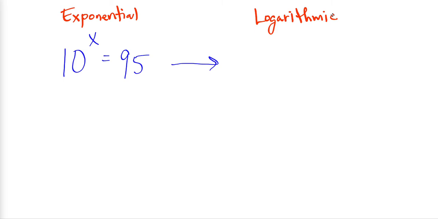This is definitely one of the style questions you're going to have to do, is being able to change it back and forth. Okay, the base on the log, where does that come from? The base of the exponential form is going to be the base of the logarithmic form. So when you have 10 to the x, that's going to be log base 10. The answer goes in this spot. The exponent is what we're trying to find, so that would be equals the exponent.